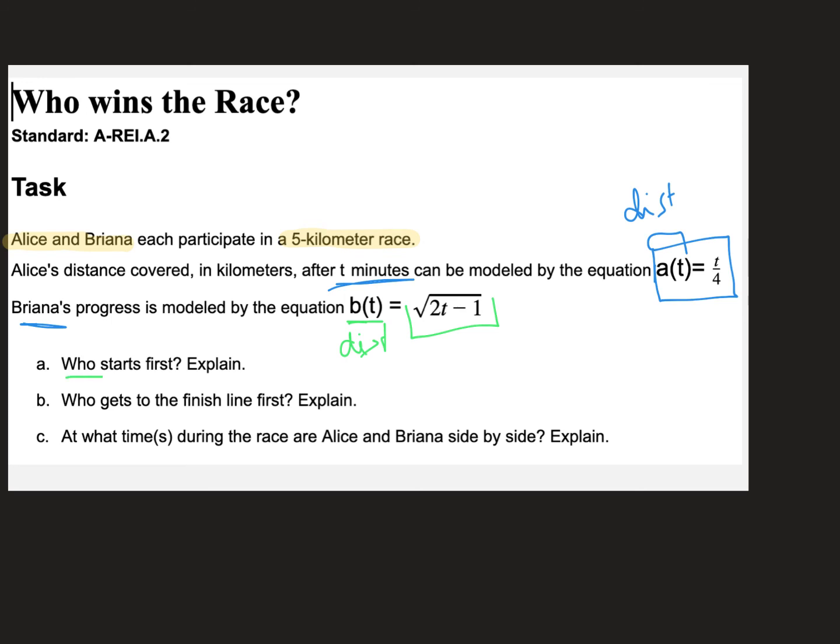Who starts first? Well, what does that mean? That means I'm looking at my graph, and I would actually put both of these into Desmos. Figure out who starts running first, who leaves there first. Who gets to the finish line first? Remember, they each need to travel 5 kilometers. It's a 5-kilometer race. Who travels 5 kilometers first?